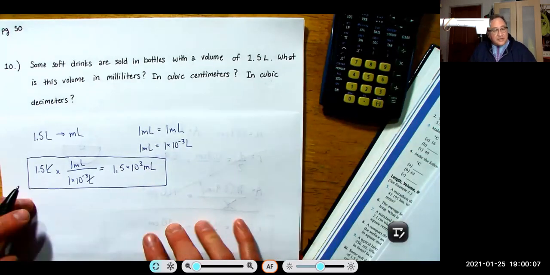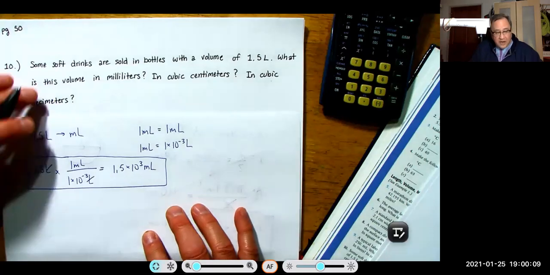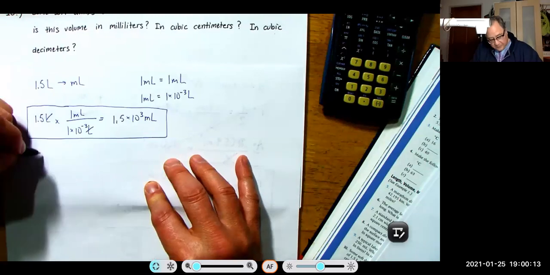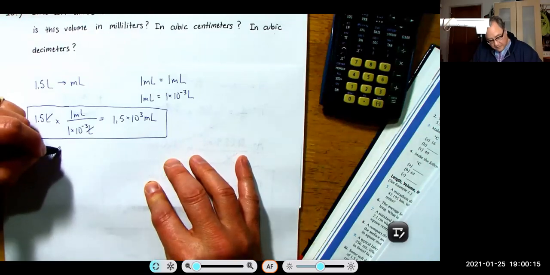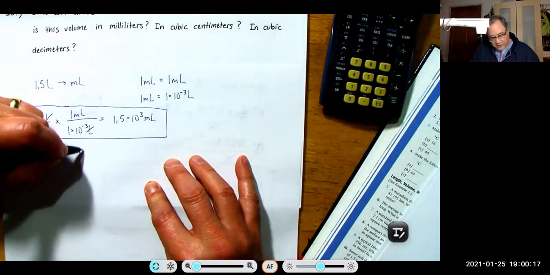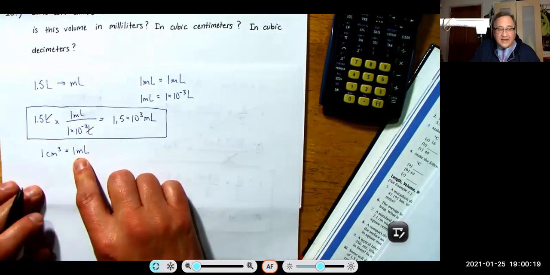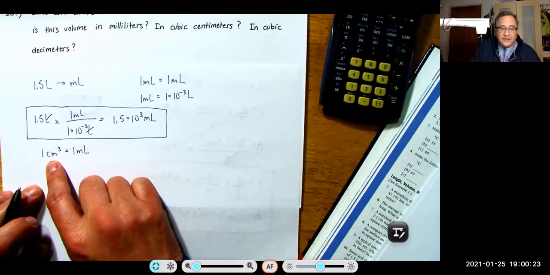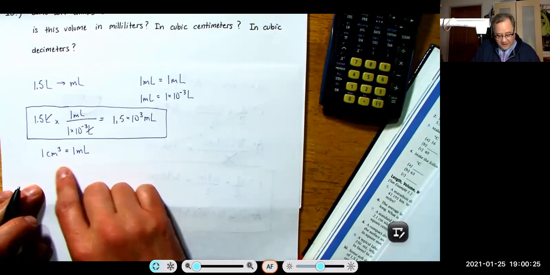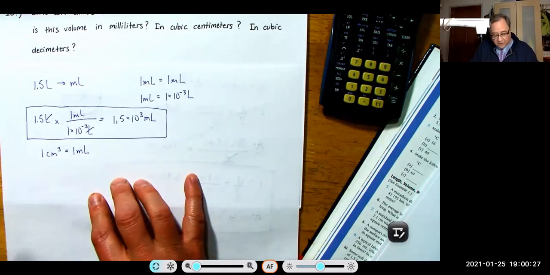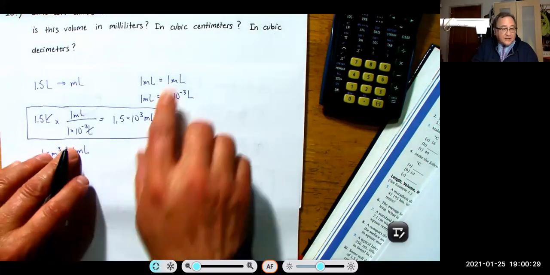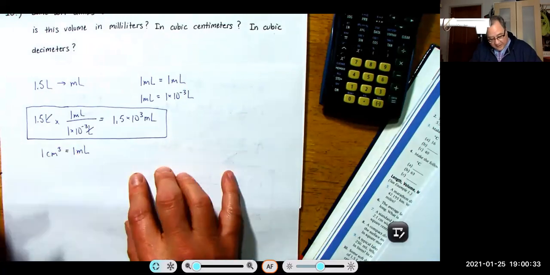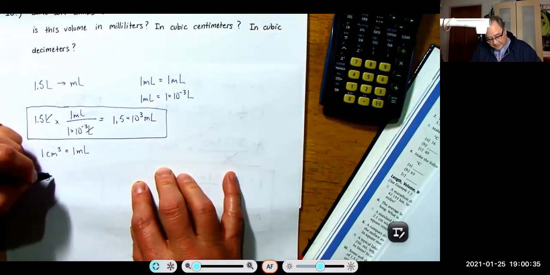In cubic centimeters, this is a conversion I would like you to memorize, because it turns out that 1 milliliter is defined as the volume that is equal to a cubic centimeter. This is defined. So on the first test, if you're asked a question calculated in cubic centimeters and you have something like this, I want you to write this out.